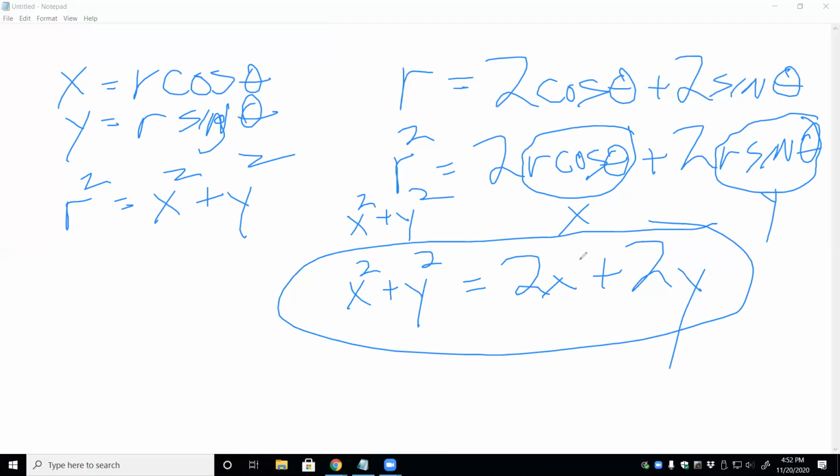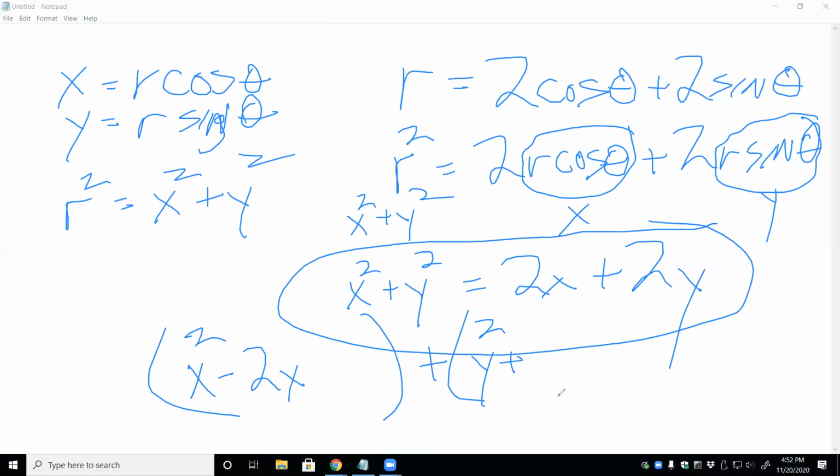That's a circle. Okay, and here's how you figure it out: you have to complete the square. He didn't do that. Okay, all that's equal to 0. And now I need to add a 1 inside there and a 1 here, which means I need to add 2 to the other side.